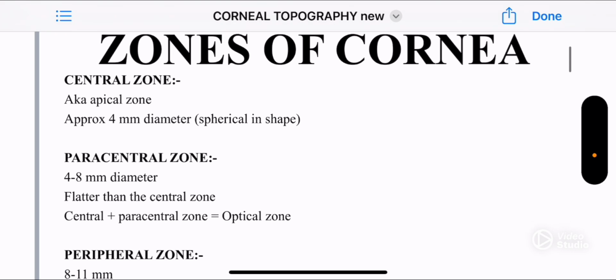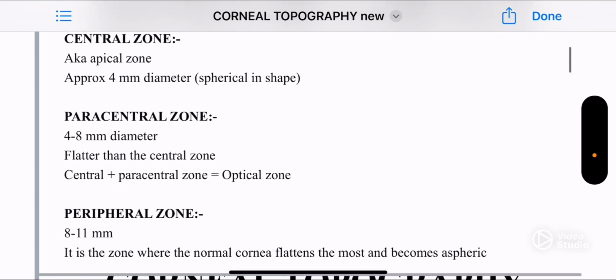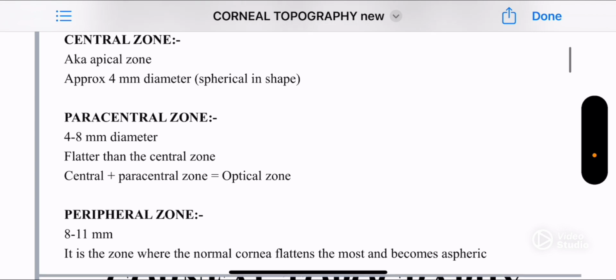Coming on to the zones of the cornea. There are 4 zones of the cornea. Number 1, central zone. Number 2 is paracentral zone. Number 3 is peripheral zone, and number 4 is limbal zone. The central zone is also known as the apical zone and is approximately 4 mm in diameter. It is usually spherical in shape. The paracentral zone is 4 to 8 mm in diameter and it is flatter than the central zone. The paracentral as well as the central zone both constitute the optical zone.